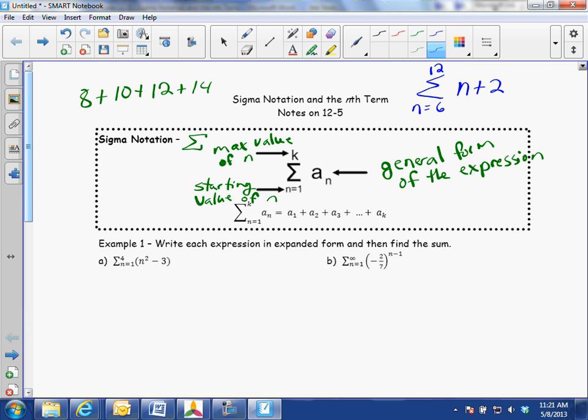Make sense? So it isn't your starting numbers, but what you put in to get to your starting number. Right. So what are you putting in for n to get your starting number?